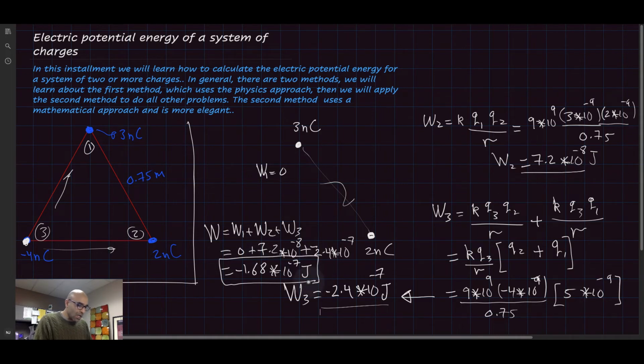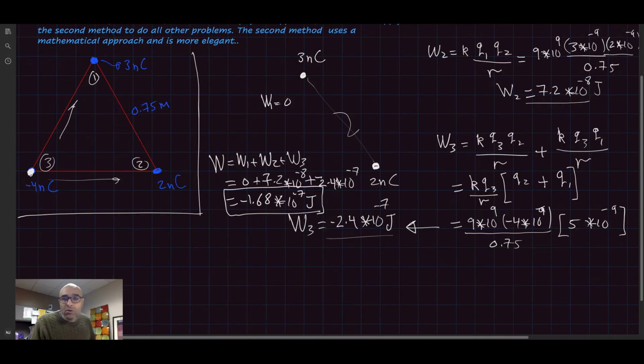Okay? All right? Now we are going to use what we learned from this problem and solve it more quickly in a shortcut and nice mathematical way, and I'll show you how to do this. To learn the mathematical way, it's a good idea to look at our terms. Let's look at this term first, which is W2. It's equal to K Q1 Q2 over R. Now W3 has two terms in it: K Q3 Q2 over R plus K Q3 Q1 over R.